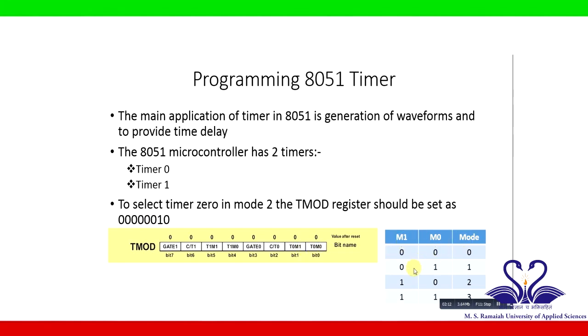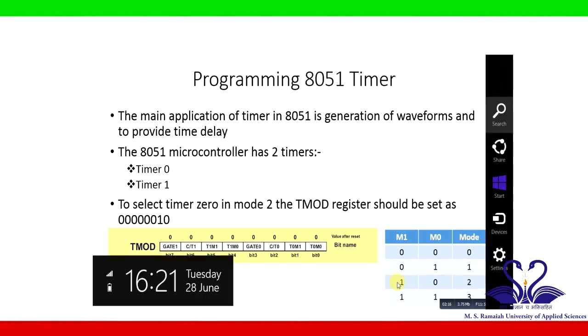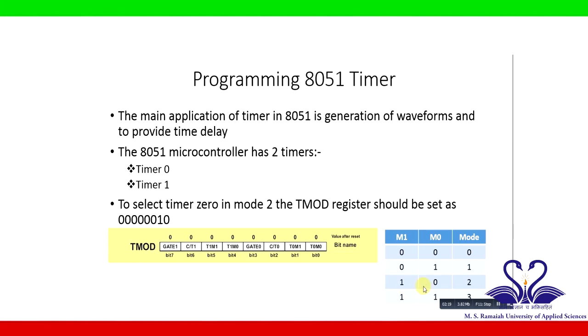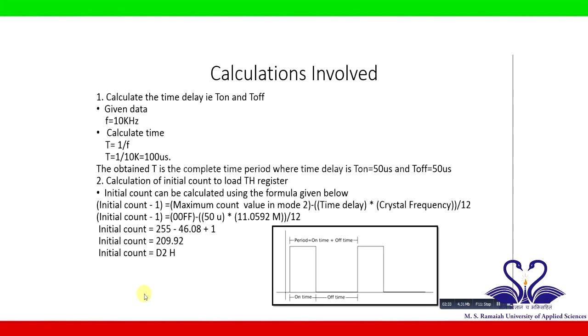Then comes M1 and M0. So you can see the table here, M1, M0 and mode. In order to set the mode 2, we need to select the M1 and M0 bit to be 10. Therefore, we set this M1 and M0 bit to be 10. Hence, we obtain the TMOD register value to be 00000010.